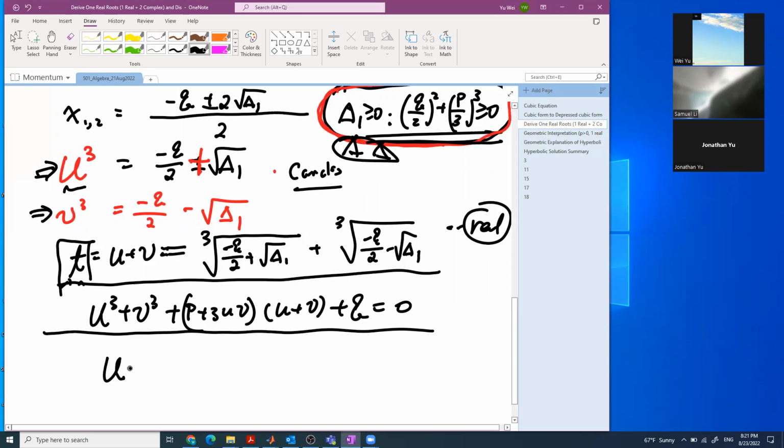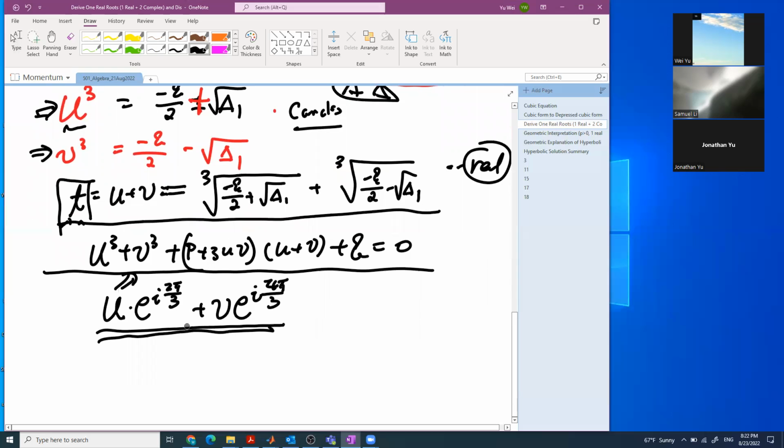Three possible choices for U times three possible choices for V is 9. What is this? Will this one satisfy this equation? Think about it. If I multiply by the phasor, this phasor cubed, does it really matter? It doesn't matter, since U cubed is still U cubed, and V is still V cubed. Same thing.